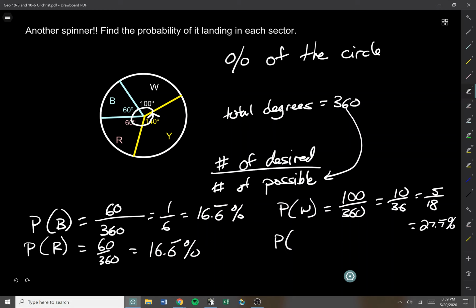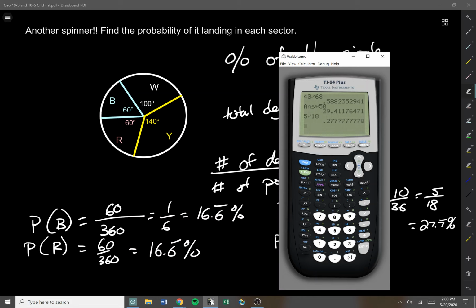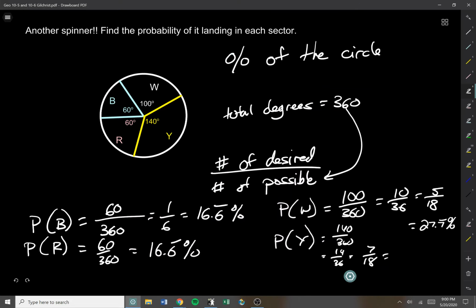Finally, the probability of us getting yellow is going to be, the number was 140. 140 over 360, which is really 14 over 36, which is really 7 over 18. 7 over 18 is 0.38, or 38.8%.